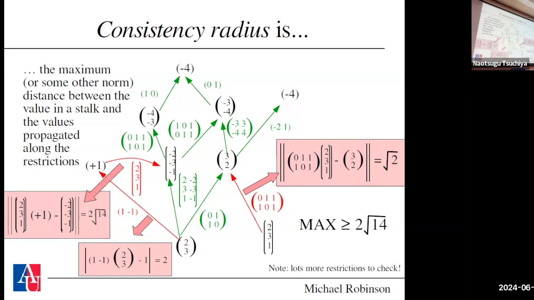The aggregate of these residuals is the consistency radius. Now, there's some ambiguity when I say the aggregate, because there are multiple aggregates. Lots of them. Which one should you pick? Guess what? It's a design question. That's what the norm type is.